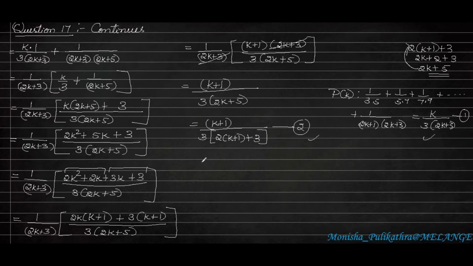So equation 1 and 2 are similar. By this we can conclude that p of k plus 1 is true. So this is p of k plus 1. So p of k plus 1 is true whenever p of k is true. If this is considered as true, then this is also true. So this is the method of doing a mathematical induction problem. If we have solved one as true, then the other will also be consecutively true, whenever p of k is true.